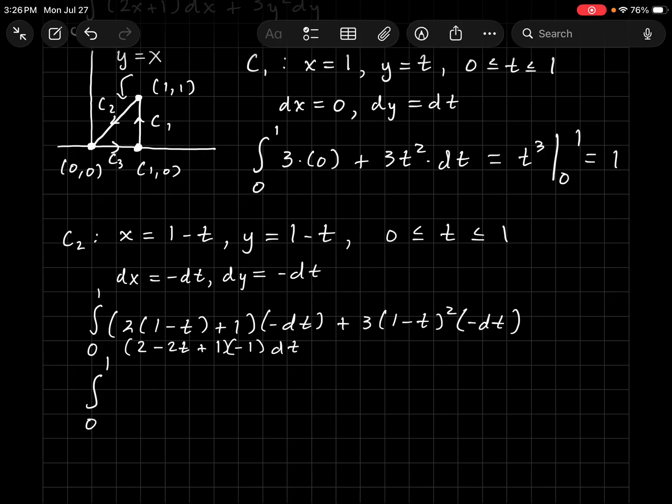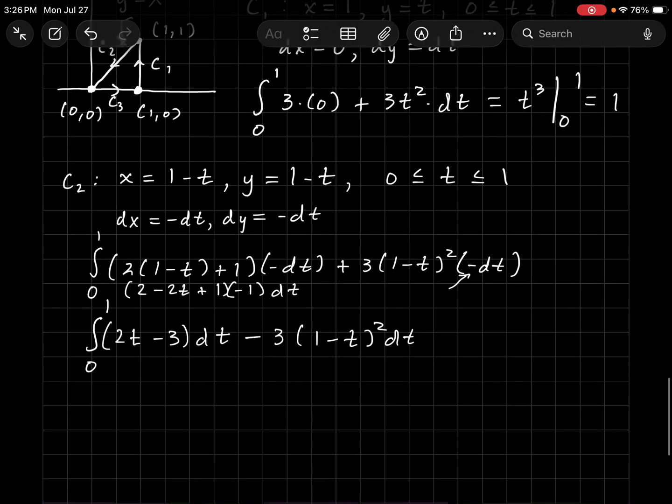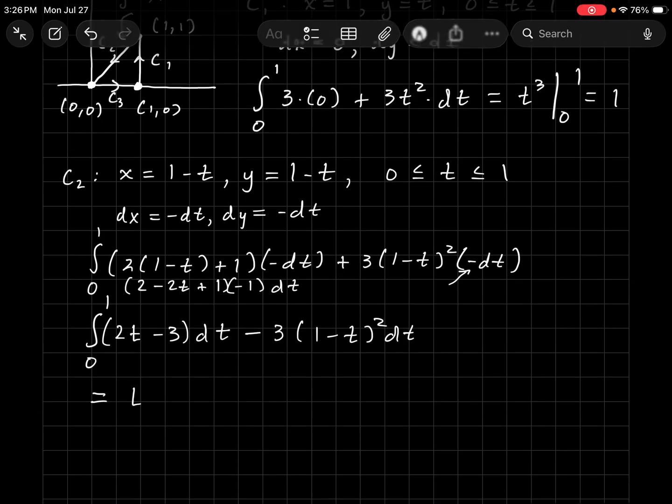So that's going to give us 2t minus 3 dt. And then back here, we'll do the minus here, 3 times 1 minus t squared dt. The minus, of course, comes from that right there. So now if we integrate this one, we're going to get t squared minus 3t, and then plus 1 minus t cubed from 0 to 1.